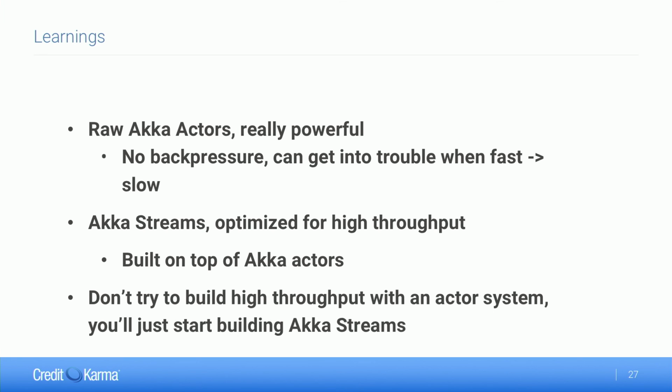And finally, don't be like us and try to build a high throughput system without this. You'll just start building Akka Streams yourself.